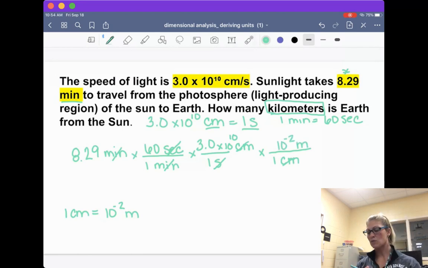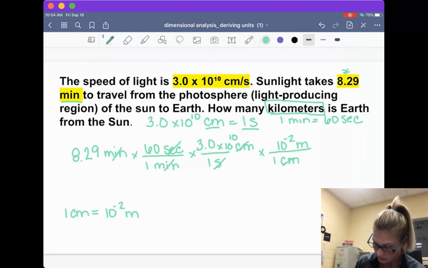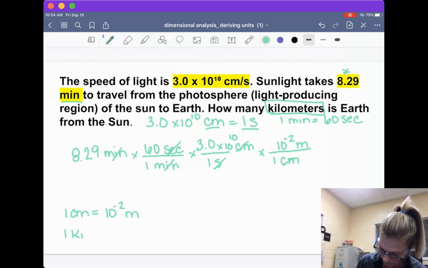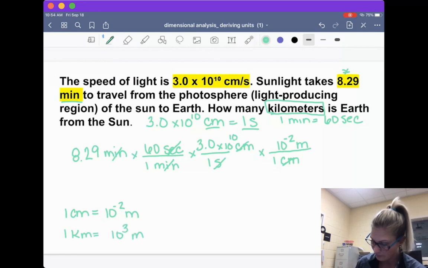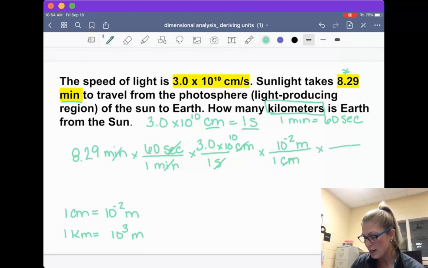Again, if we stopped right here, we are in meters and the question asks for kilometers. So we've got to go one more step. We're going to use the kilometer prefix. So it says for every 1 kilometer, we have 10 to the 3 meters, right? So again, the 1 goes with the prefix, the multiplier in that table goes with the base unit. So now we can set this up to do one more cancellation.